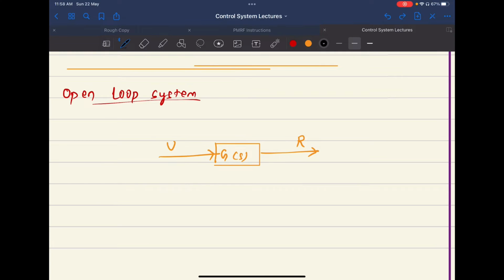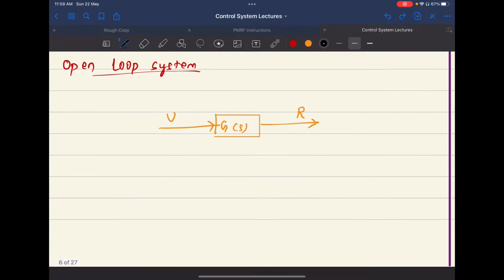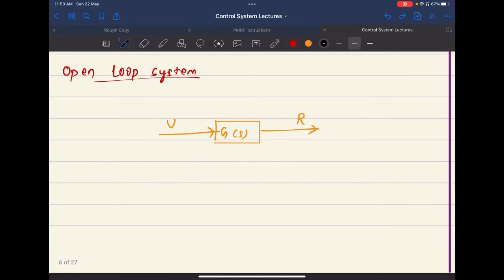But if I am saying open loop, that means I only give some u and get some output r. My r does not manipulate my u. If I am manipulating my U according to my R manually, then that is called an open loop system. And if I am changing it with some smart sensor or something, then we'll call it a closed loop. We'll discuss that. So, what is an open loop system? Let's take an example.